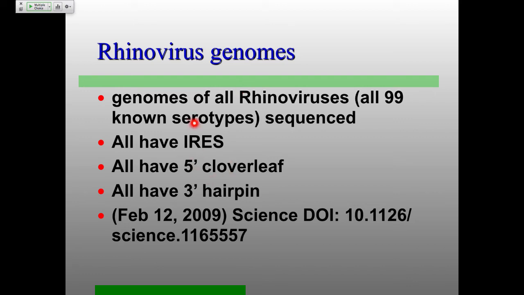They all have IRESes, but their actual structures, particularly at the 3' end, are really quite different. Almost all of these genomes, about 100 genomes that were sequenced, didn't have poly A tails; they had hairpin structures. The hairpin structure is just a self-complementary piece of RNA, which also appears to be important for protecting the 3' end of the genome from being degraded. And so that was the thing that I wanted to mention there.